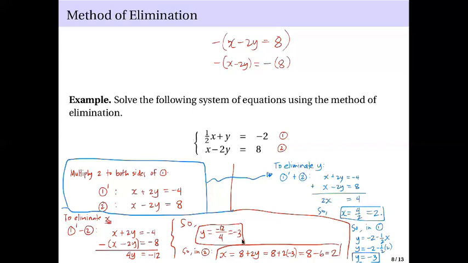Y equals minus 3. So you can do this method, or you can do this method, meaning you can do this path, or you can do this path. But the idea is you eliminate one of the variables, then you solve the other variable. Okay? So this is the method of elimination.